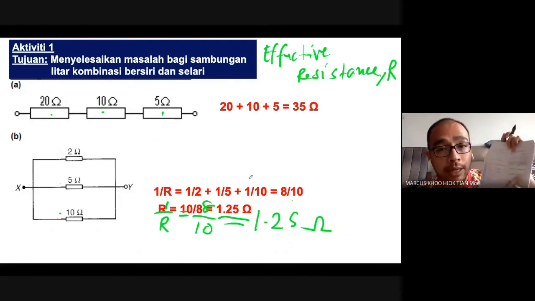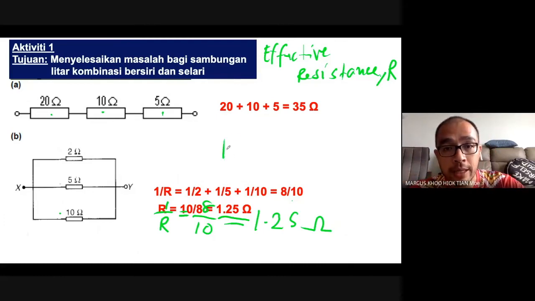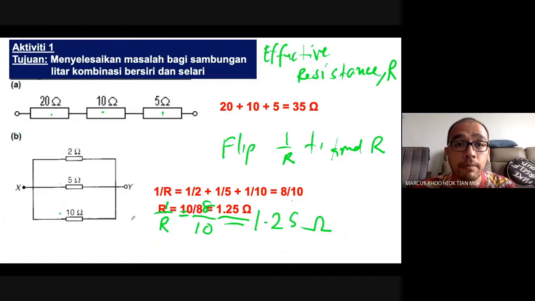For the parallel circuit, make sure to flip the R. Flip the 1 over R to find R. Don't forget that.